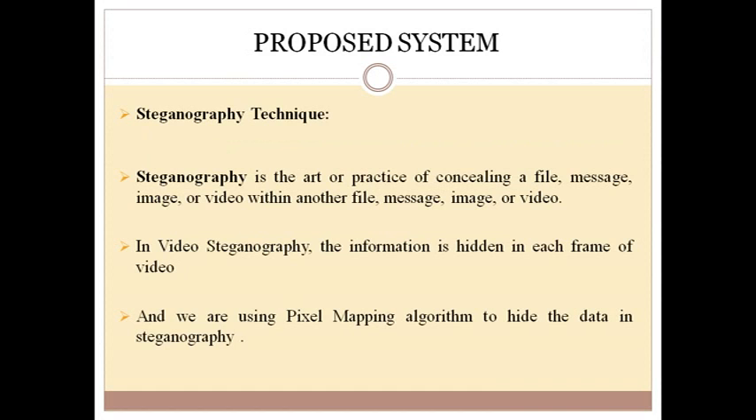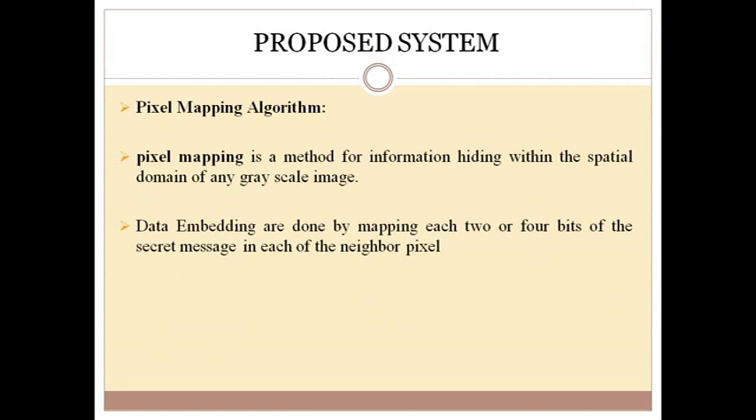To overcome the drawbacks of watermarking technique, we are proposing steganography technique. Steganography is used to hide any kind of data in image, video or audio. The information is hidden in each frame in video steganography, which is done by pixel mapping algorithm. In pixel mapping algorithm, the information is hidden in the spatial domain of any grayscale image.